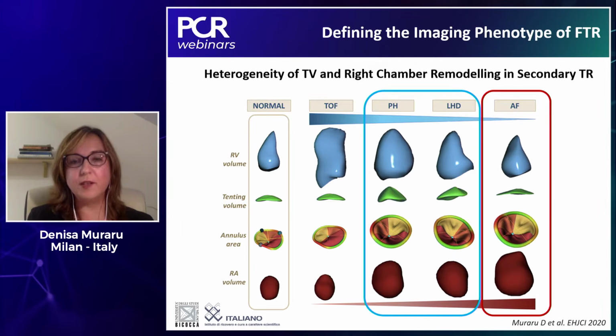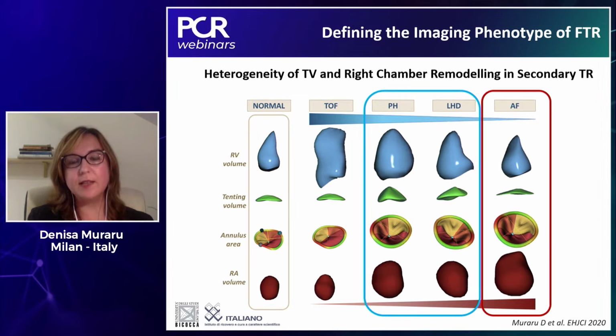They have quite different remodeling of the right ventricle, as you can see from this three-dimensional study, as well as different patterns of annular dilation, tethering of the leaflets, and of the right atrium. And what we identified practically are two phenotypes of functional TR. One, the first one in pulmonary hypertension, left heart disease, that's more linked to a dilation of the right ventricle.